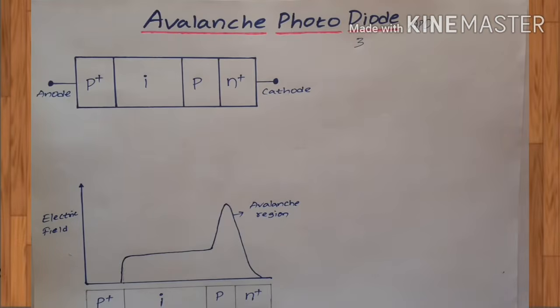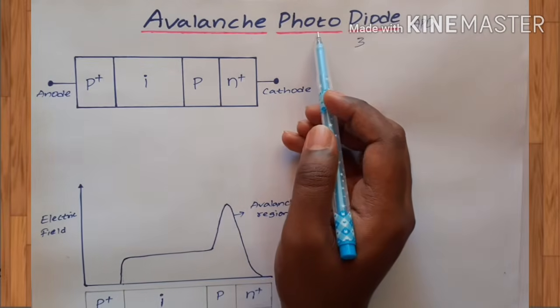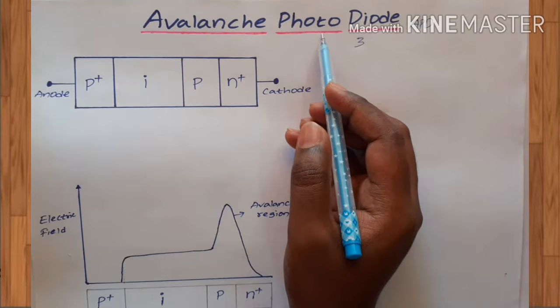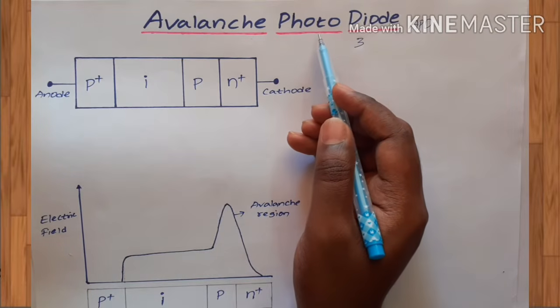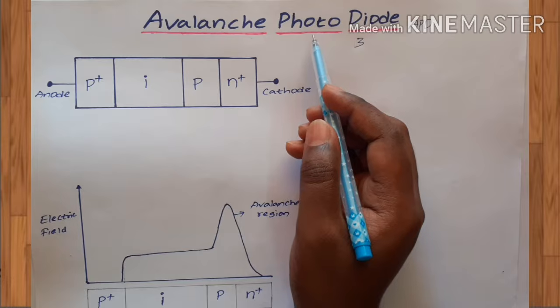Hello students, today in the present lecture I will explain the concept called avalanche photodiode, which is a photodetector whose function is to convert light energy into electrical energy.